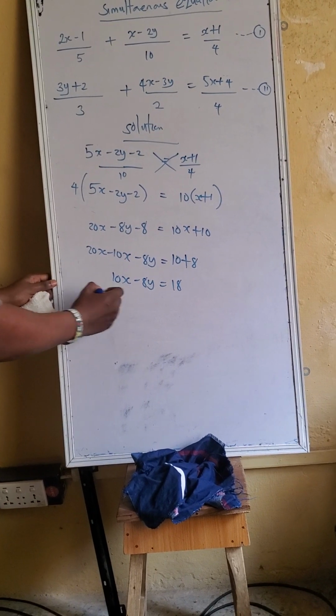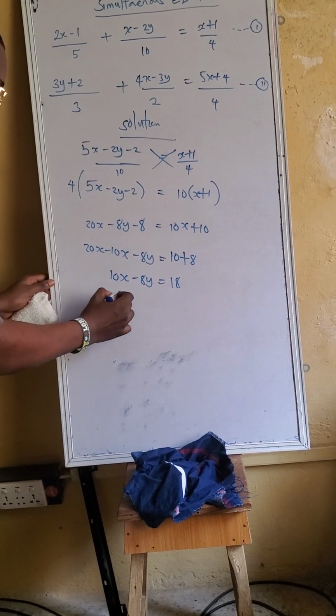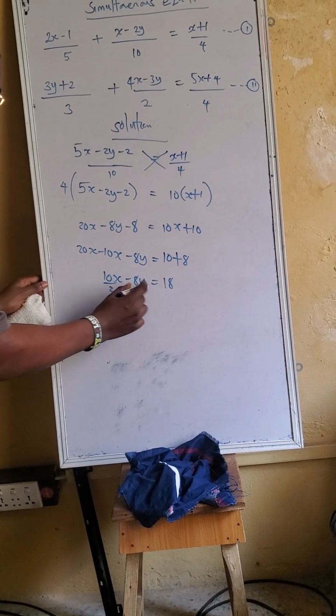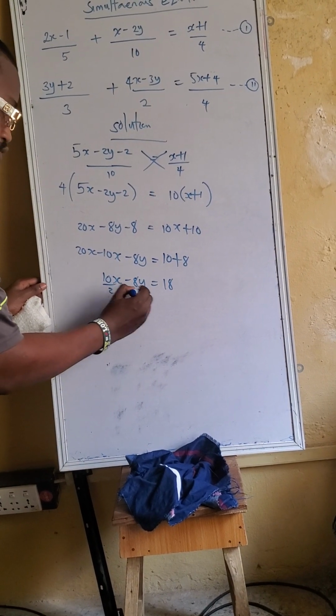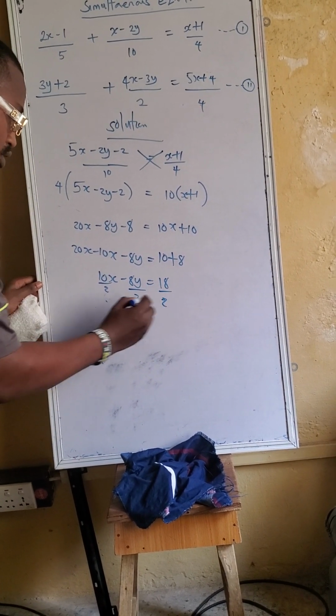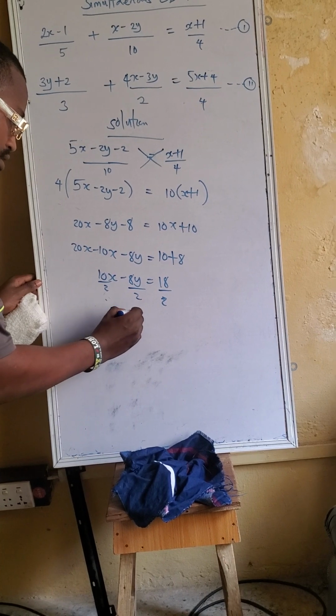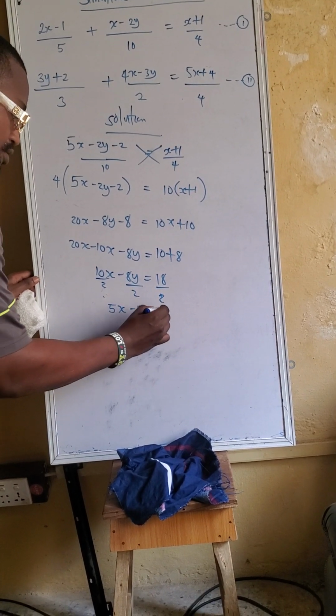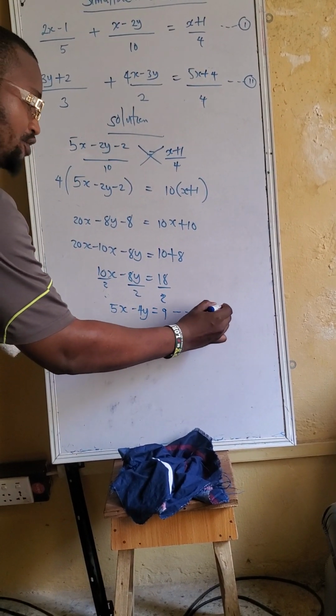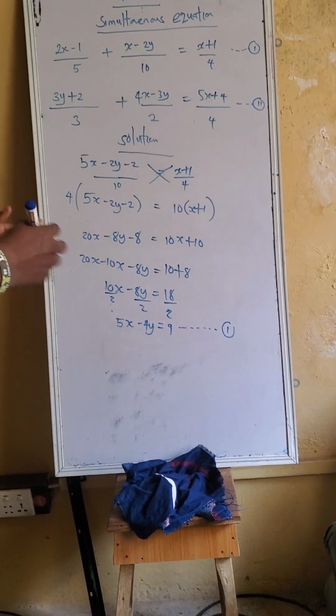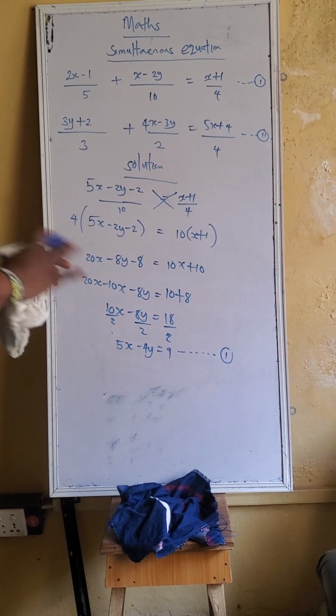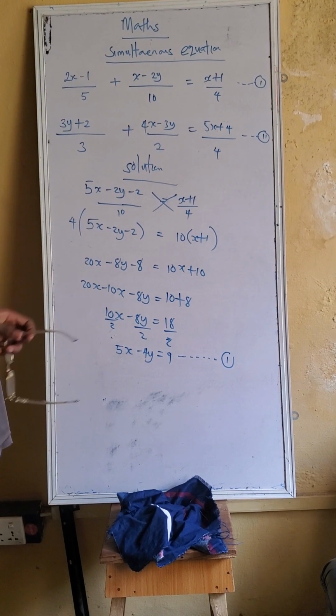Now, 2 can go. We can now say 2 divides all through. We have 5x minus 4y equals 9. This is our original equation 1 for this simultaneous equation.